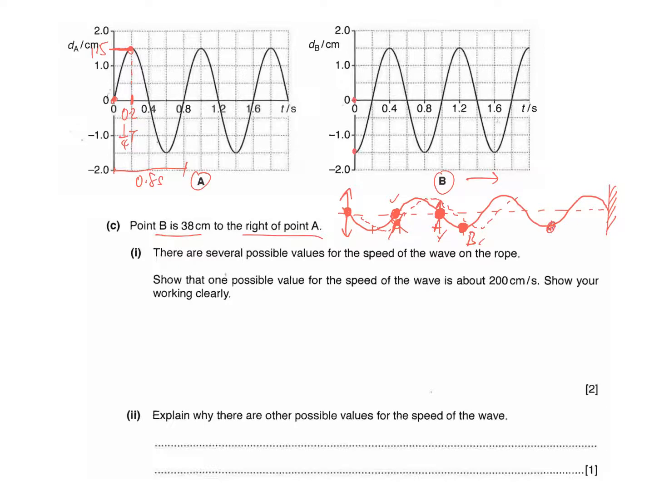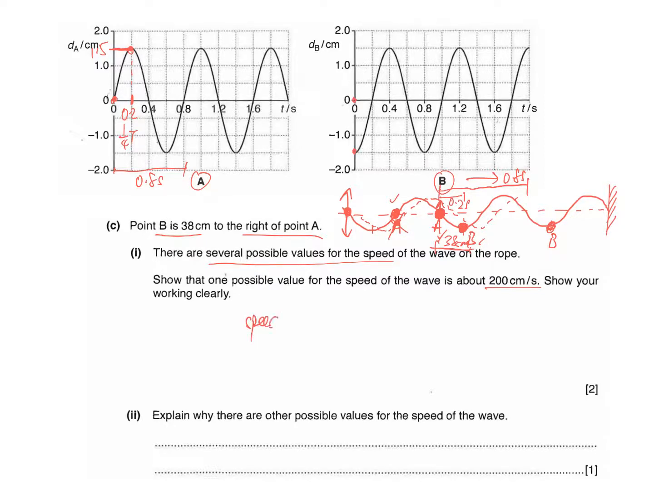Of course, point B can be here also. Okay, so let's solve the first part. There are several possible values of the speed, and one possible value, you're asked to show, is 200 cm per second. So let's assume these two positions first. From here all the way here, you know is 0.8 seconds. It takes the wave 0.8 seconds to move from here to here, a period. So from here to here, which is a quarter of a period, that's 0.2 seconds, and it's given to you the distance between point A and point B is 38 cm.